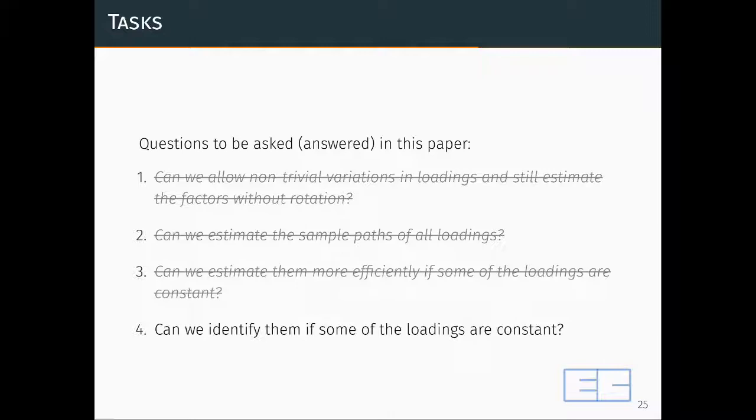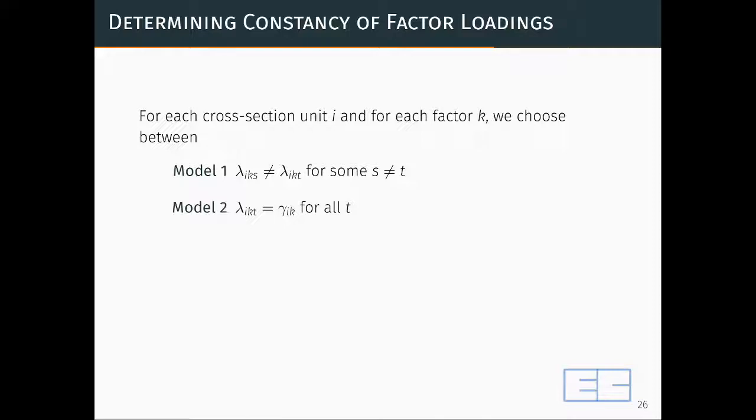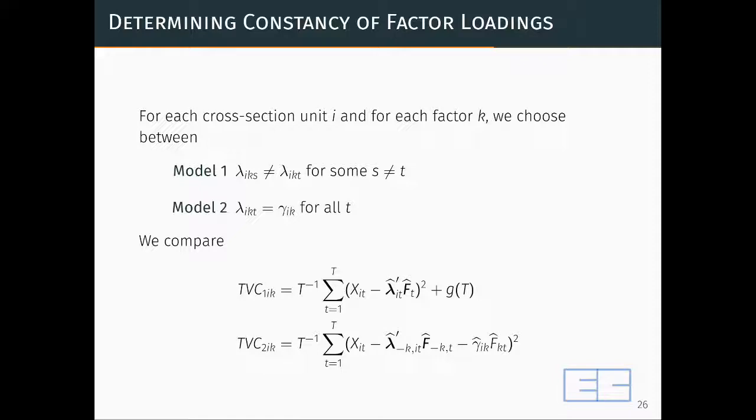The last part of this paper develops a very simple way to determine it. We consider each cross-sectional unit and each factor and check whether that particular factor loading is time-varying or constant. To do so, we compare two criteria functions, TVC1 and TVC2. TVC1 consists of the square sum of errors computed under the assumption that all loadings are time-varying. The estimated loadings used are consistent no matter whether lambda ik is constant or not. And TVC2 is computed under the assumption that lambda ik is constant, and so it is consistent only under model 2.